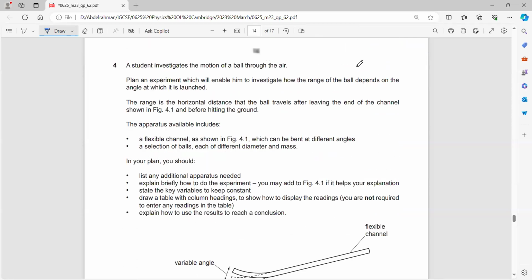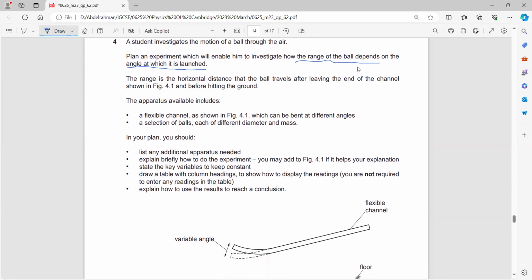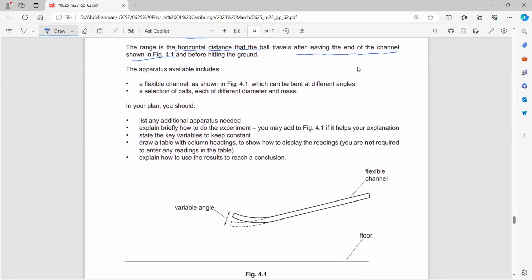Planning an experiment. A student investigates the motion of a ball through air. Plan an experiment which will enable him to investigate how the range of the ball depends on the angle at which it is launched. We want to measure the range. The range is the horizontal distance that the ball travels after leaving the end of the channel shown in figure 4.1 and before hitting the ground.